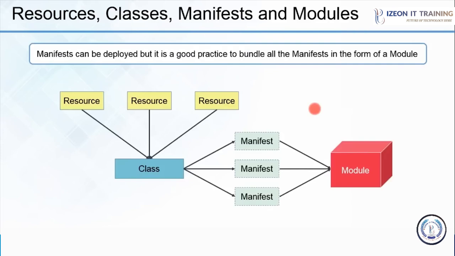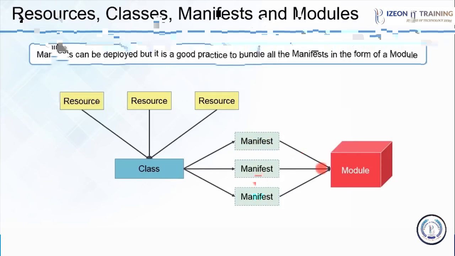Now what happens is, first of all, I'll explain resources, classes, manifests and modules separately. But before that, let me just give you an overview of what are these things, all right? How do they work together? So there are certain resources, all right? A user is a resource, a file is a resource, basically anything that is there can be considered as a resource. So multiple resources actually combine together to form a class. Now this class, you can declare it in any of the manifests that you want. You can declare it in multiple manifests. All right. And then finally, you can bundle all these manifests together to form a module.